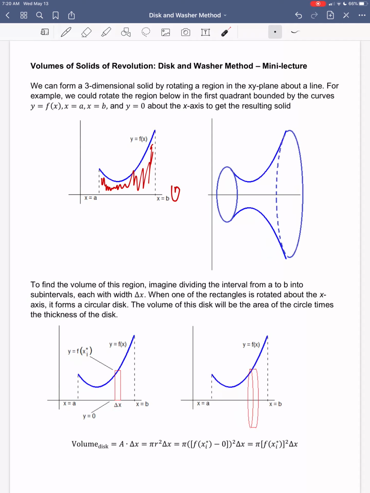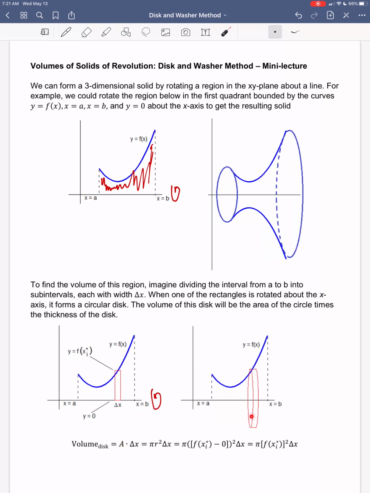Now, when that rectangle gets rotated, again about this line y equals 0, the x-axis, that one rectangle actually forms a disk. So the rectangle is still in there, but when it gets rotated, we get this circular disk from that rectangle. And that disk, on each side, it's really a circle. Those are circular cross sections, and then it's got this little thickness delta x. So the volume of one of those disks is just going to be the area of one of the faces of the disk times the thickness, which is delta x. So that's this A times delta x.